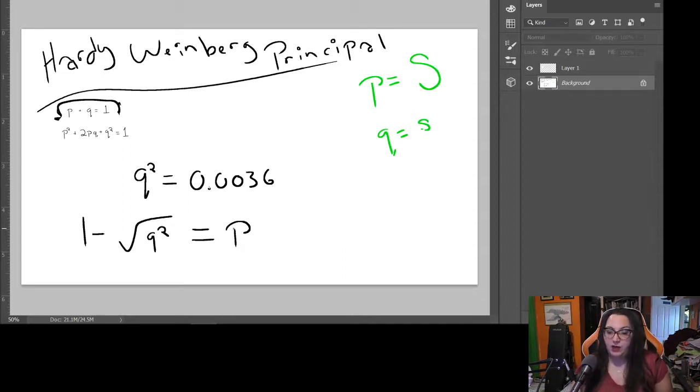Once we know that, we can take p and plug it into this equation, just square it and do p squared. We already know q squared is 0.0036. And then once we know p and q, we can add them in there and see if it all adds up. It shouldn't be super hard. But the key is that 1 minus the square root of q squared. That's going to give us our p value. And then once you have that, it really is pretty simple to just plug it in and figure it out.